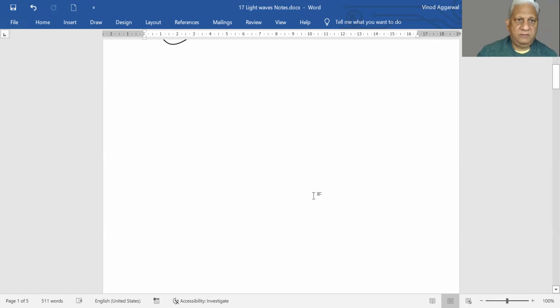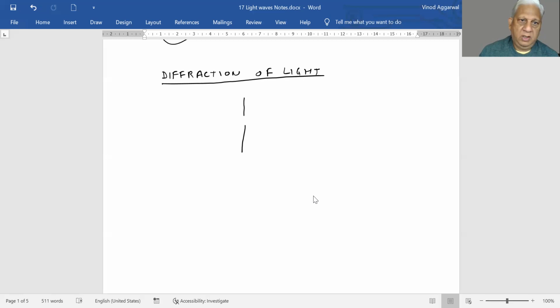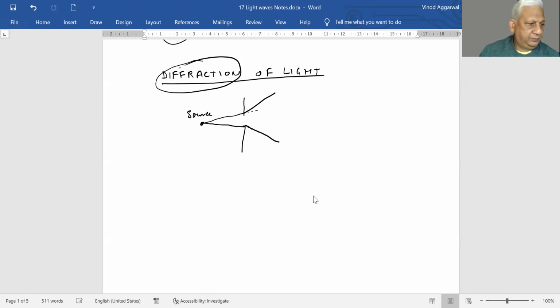Now, next topic is diffraction of light. What is diffraction? Diffraction is bending of light around the corners. For example, if you take a slit and you have a light source, when it passes through this beam, it doesn't go straight, it bends. Similarly, when it goes here, it doesn't go straight, but it bends. So this bending of light is called diffraction. Bending of light around the corners. These are the corners.